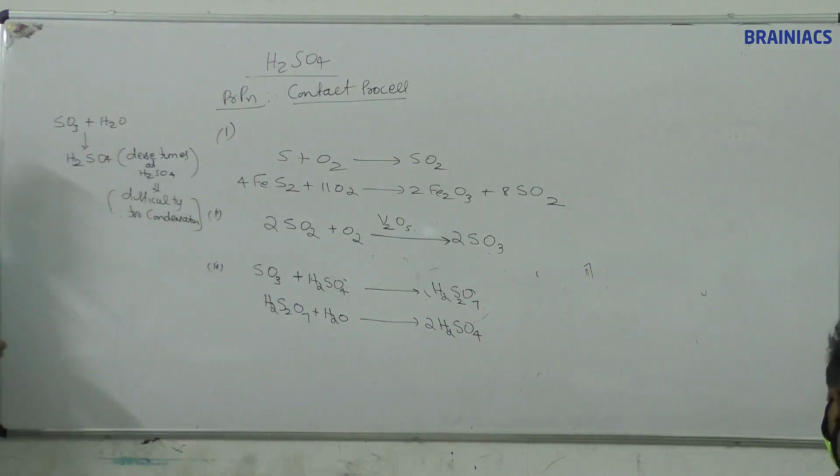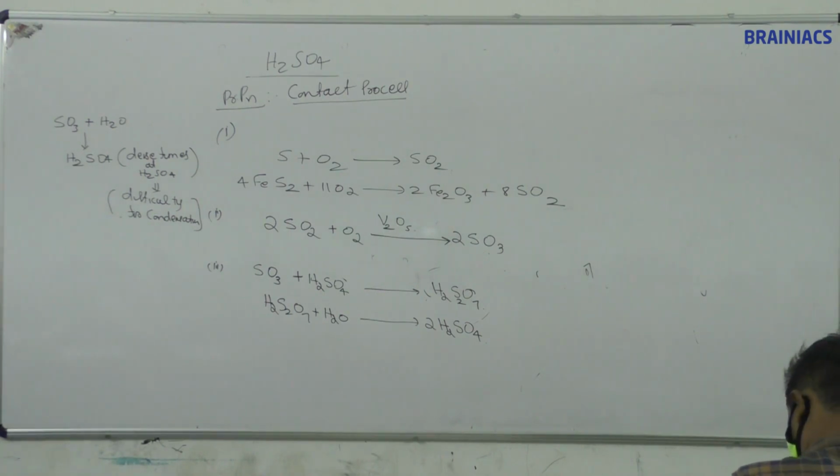First step, burning of sulfur or sulfide ore. Okay, give the reaction. S plus O2 gives SO2, or FeS2 plus O2 gives Fe2O3 and SO2.